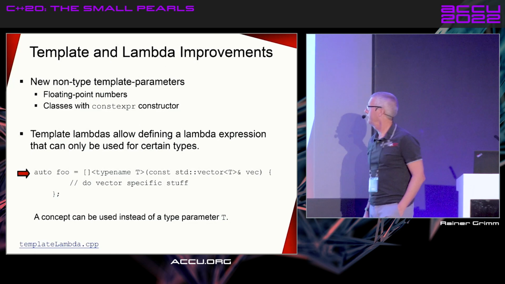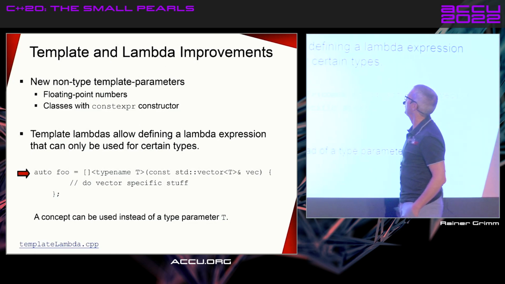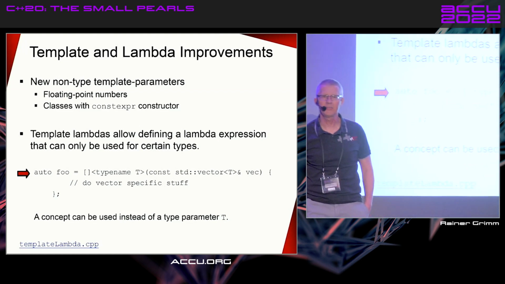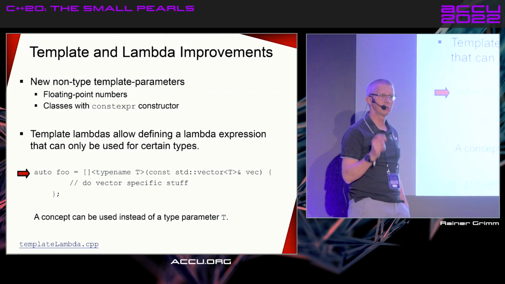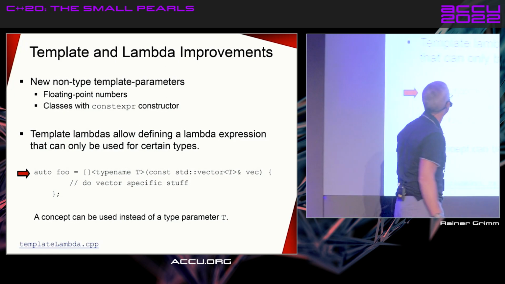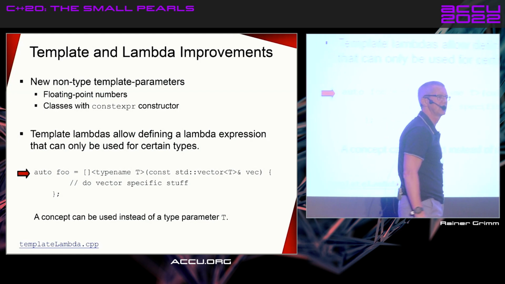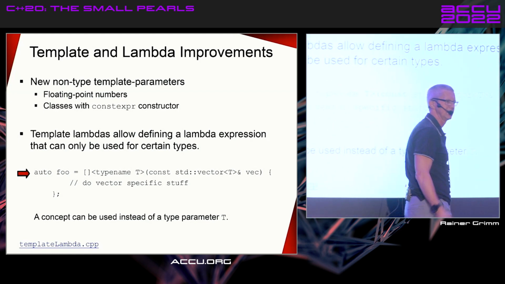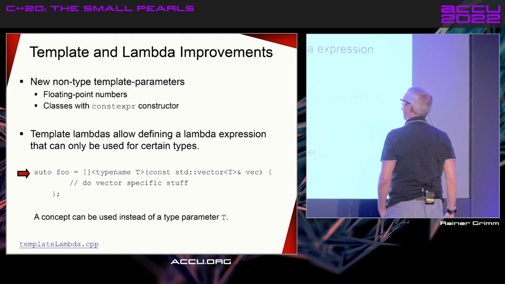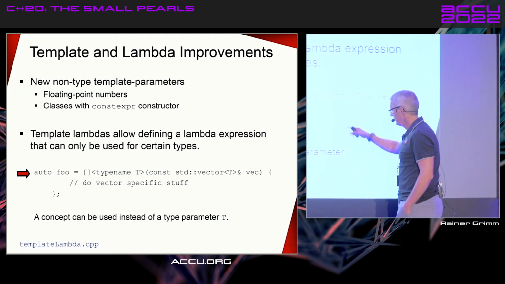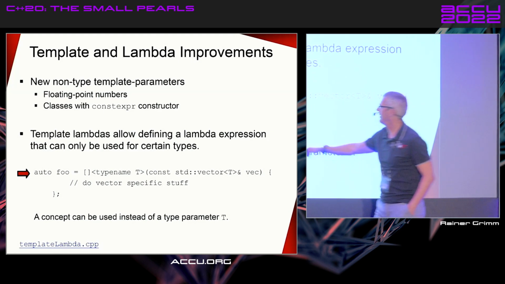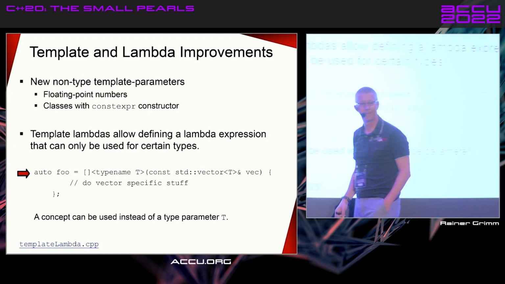Small template and lambda improvements. First of all, now we can use templates with floating point numbers, initialize templates with floating point numbers, which is new. So-called non-type template parameters can now be floating points. And you can also use classes with constexpr constructors as template arguments. This looks for a few people a little bit strange, but now you can do it. You can have a templatized lambda, you see?